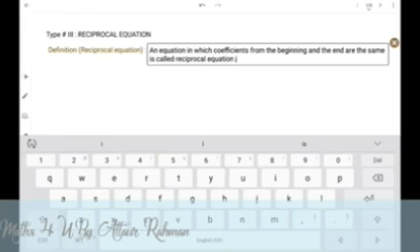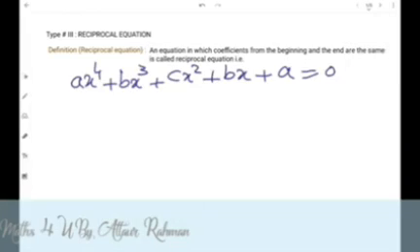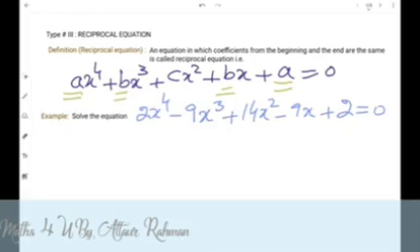Let us introduce the standard form of the reciprocal equation. That is, it is an equation of the form ax^4 plus bx^3 plus cx^2 plus bx plus a is equal to 0. Here we see that the coefficient of the first term and the last term, the second term and the second last term are the same, but we have an unpaired term, that is cx^2. Let us take an example, that is 2x^4 minus 9x^3 plus 14x^2 minus 9x plus 2 is equal to 0. Here again, the coefficient of the first and the last term, the second and the second last term are the same, but we have an unpaired term, that is 14x^2.